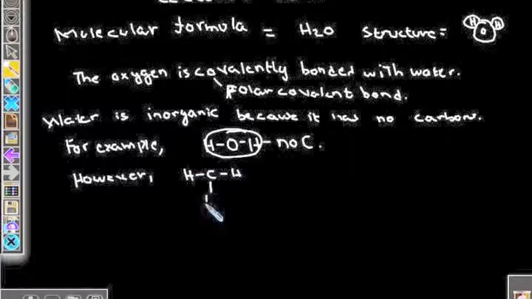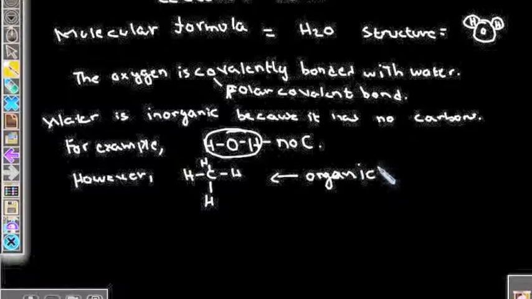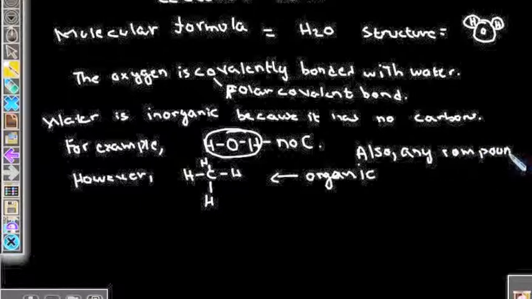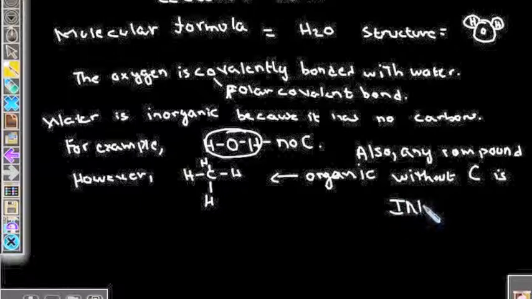However, here I'm drawing methane, and here in the middle there's a carbon, so that's why it's an organic molecule. And many other molecules are organic, so if you see any compound, any molecule without carbon, then you know it's inorganic. And here it's organic. And again, I'm stating, any compound or molecule without a carbon is an inorganic molecule. However, methane has a carbon, so it's an organic molecule. And this is one of the important things that you need to remember and you need to know for the HSA test.